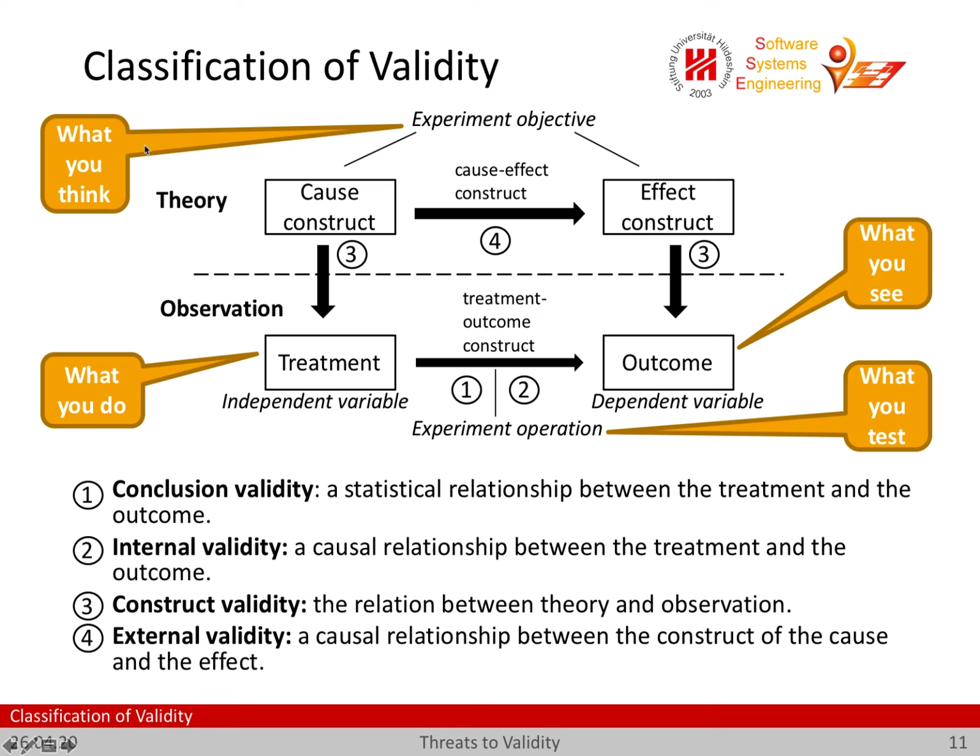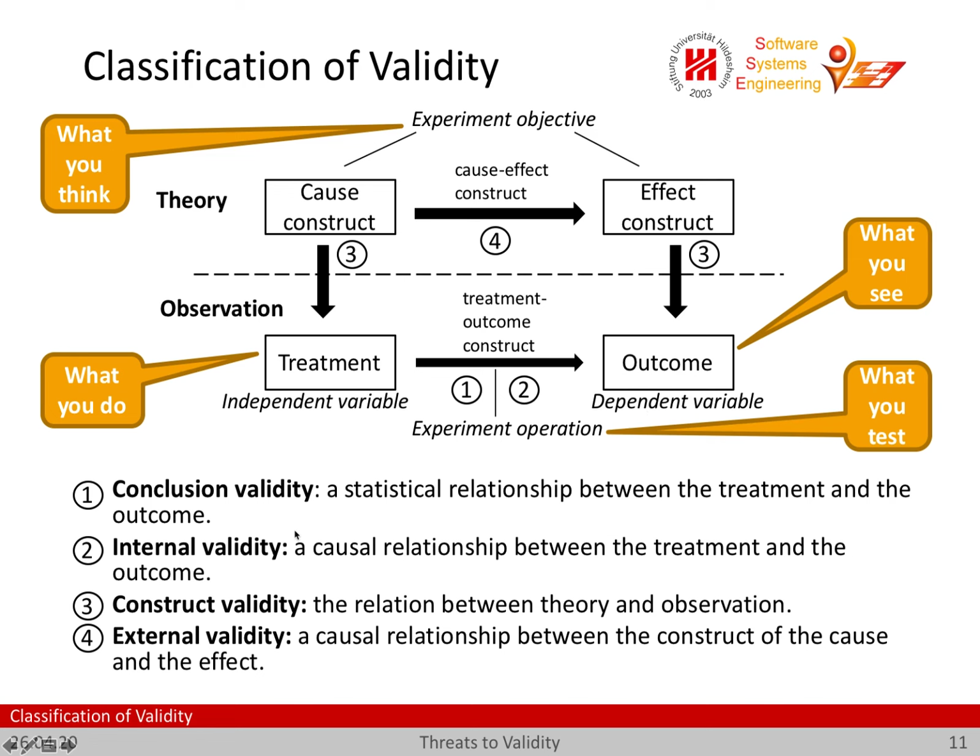And now we already have numbers in this graphic, and they basically relate this to the different forms of validity. So conclusion validity is a statistical relationship between the treatment and the outcome. Can we observe that in a statistical sense there's a reliable connection between if we apply a certain treatment, we will have a certain outcome? Meaning, for example, we apply pressure, we have higher productivity.